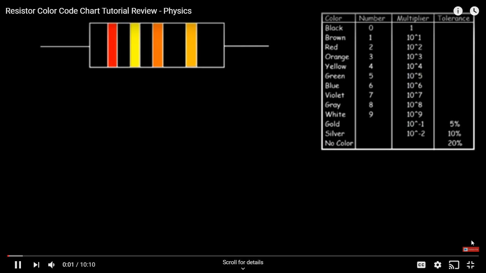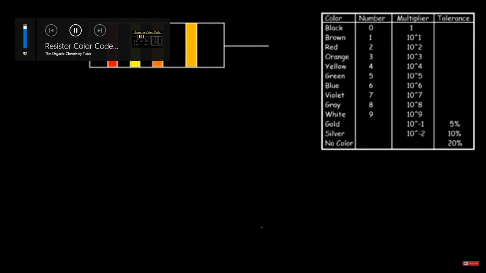In this video, we're going to talk about how to use the resistor color code in order to determine the value of a resistor. So the first color, reading it from left to right, is for the first digit. So the first color is red. The second color is yellow. The third color, let's just say it's orange.